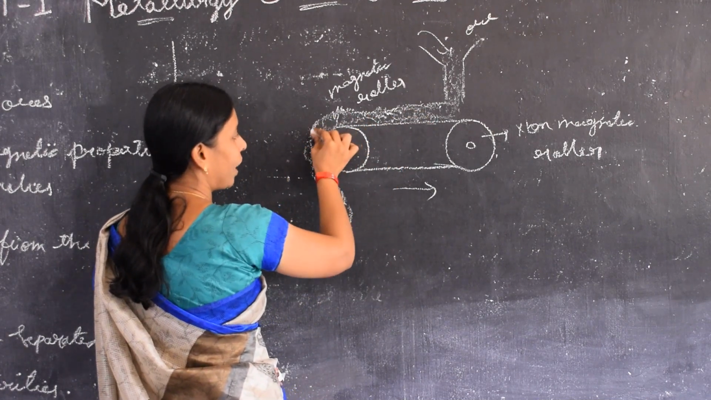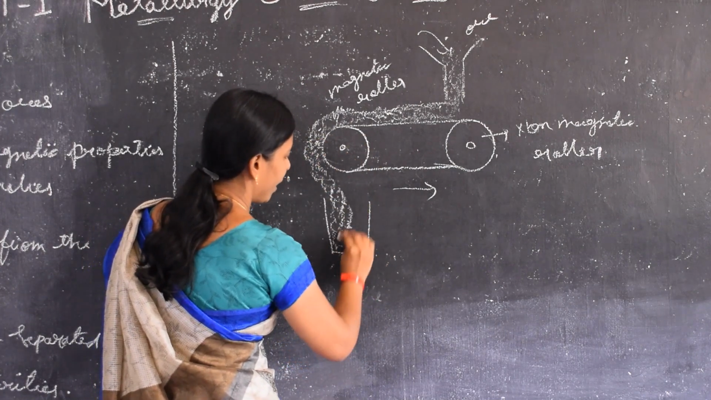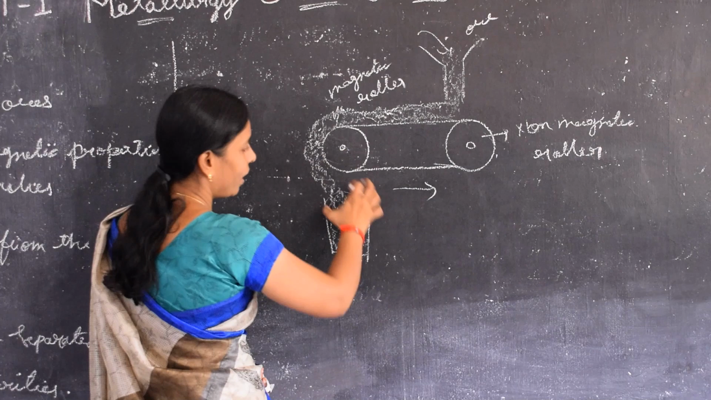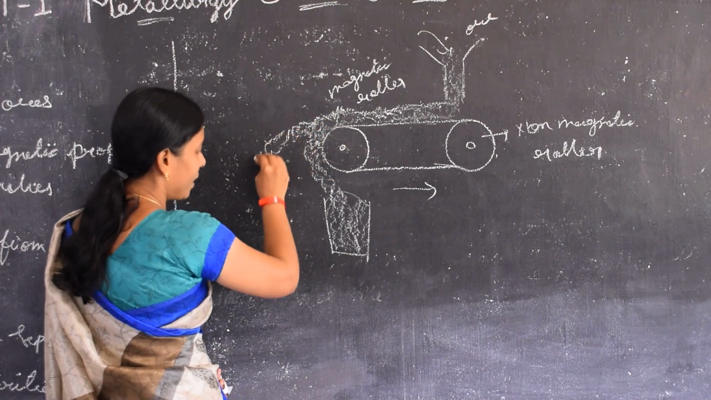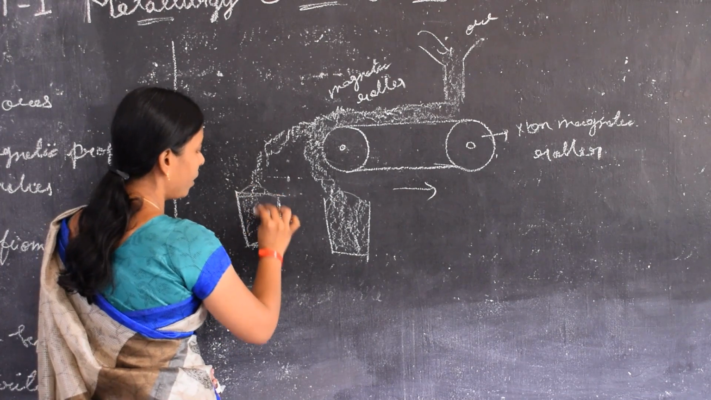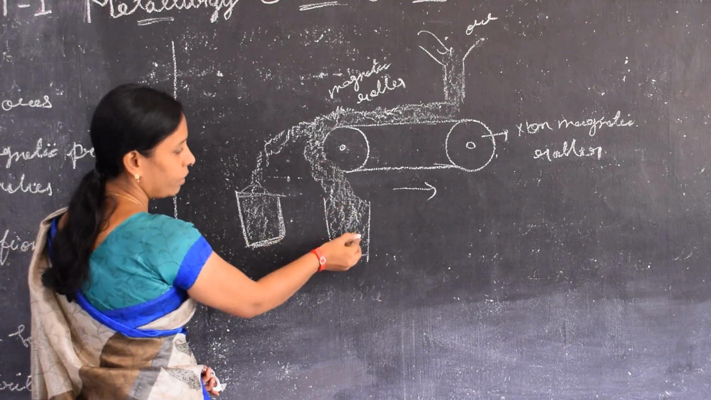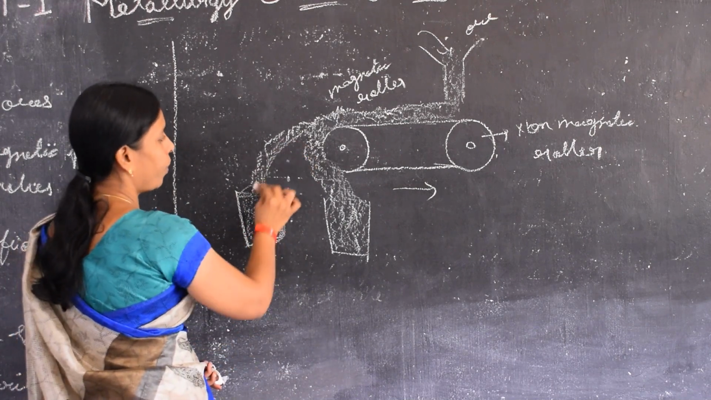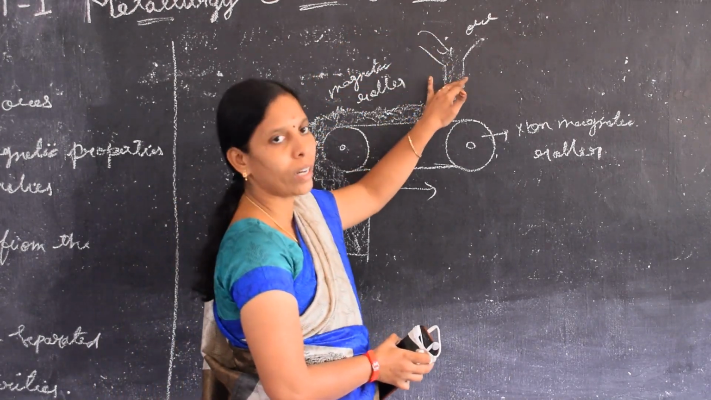The magnetic part of the material is attracted towards the magnetic roller and falls as a heap. சின்ன குவியல் மாதிரி கிடைக்கும். So it falls as a heap near the magnetic region. இது பக்கத்திலே collect ஆகும். And the non-magnetic parts of the ore are also collected as a heap, but away from the magnetic region. This is the magnetic region, but away from it the non-magnetic ores collect.